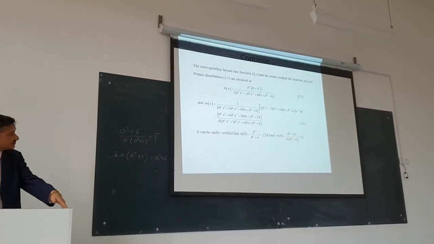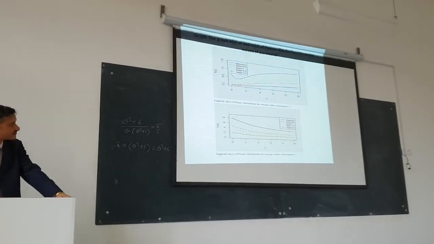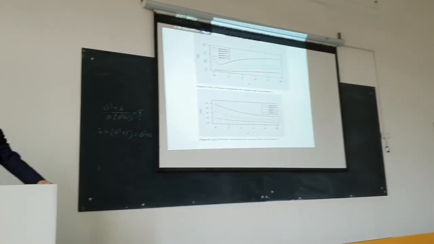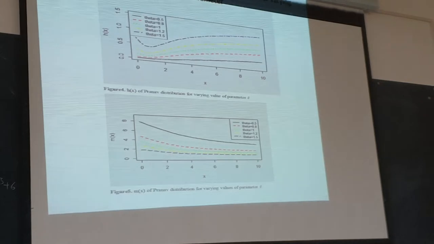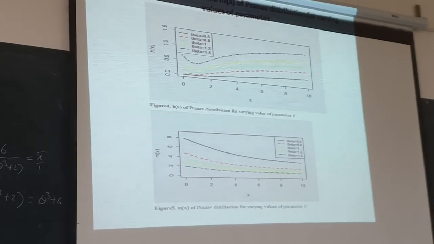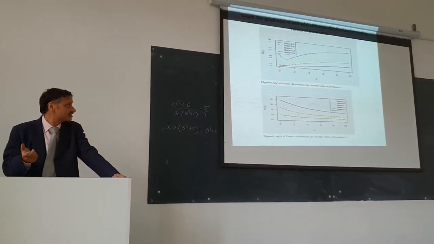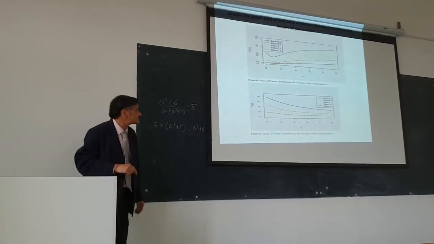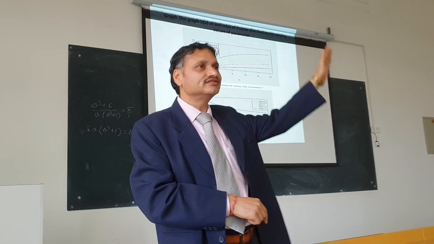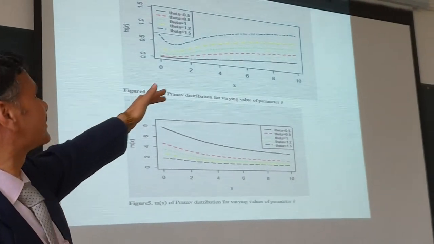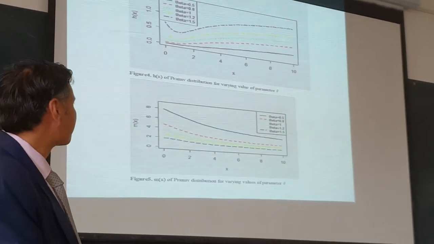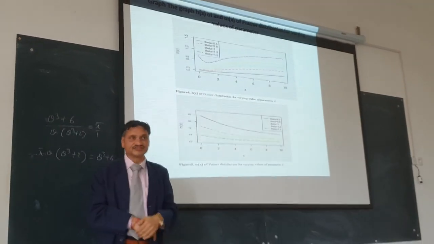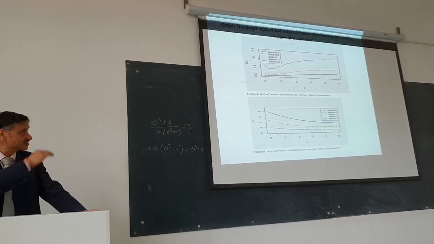So the mean residual life is derived, and the hazard rate is already derived. Many other properties I derived, but I didn't include them here; I included only those important for your selection. Here you can see the behavior of the hazard rate. First it is decreasing and then increasing, slightly decreasing, after that slightly increasing, and with varying values of theta it is increasing. And the mean residual life is decreasing for all values of theta.